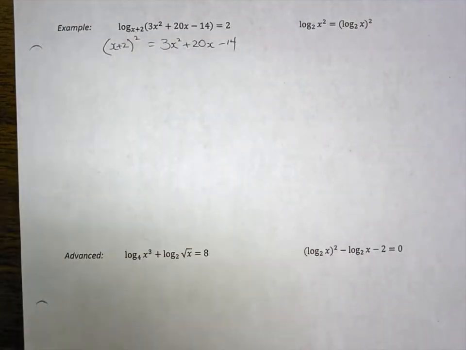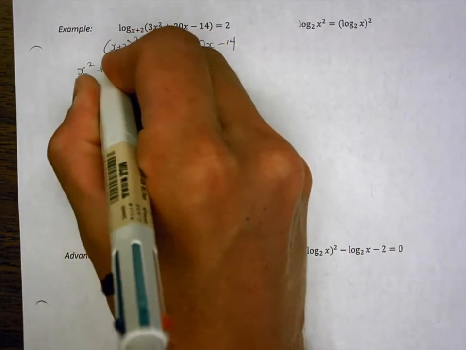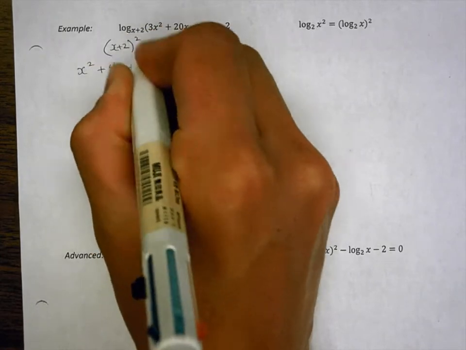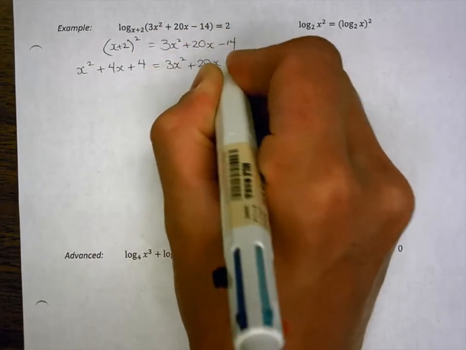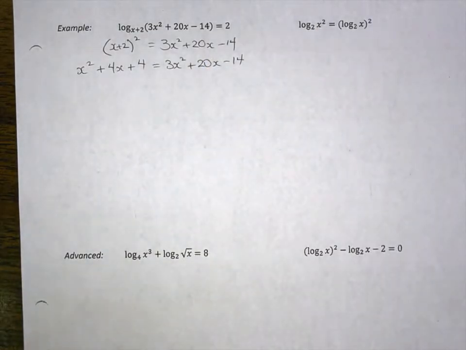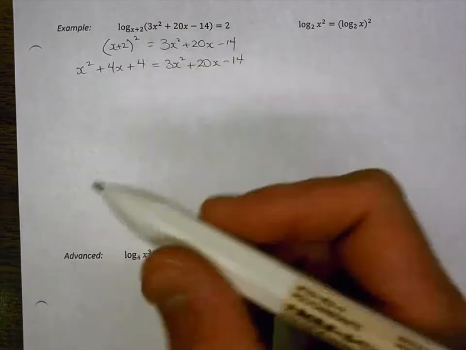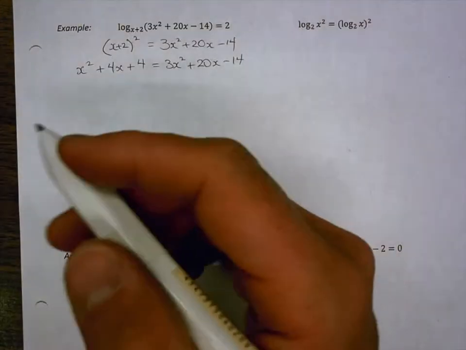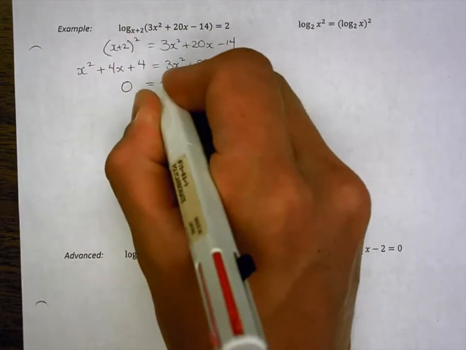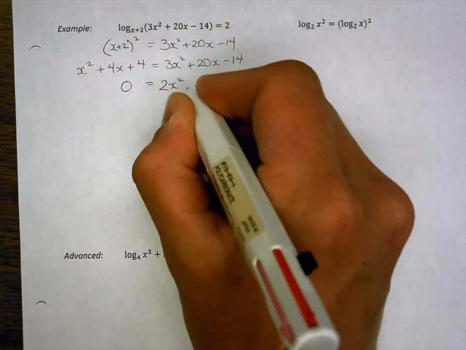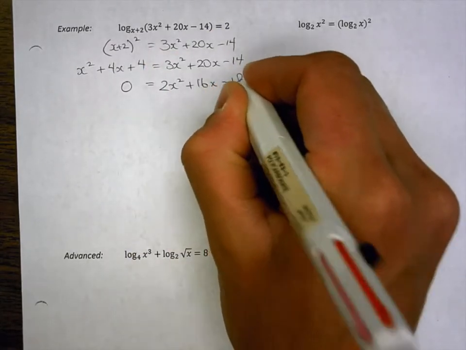I solve this by foiling. This is going to be x times x, which is x squared, plus 4x, plus 2 times 2, which is 4. If you need to show more work for that, that's okay. Now, this is a quadratic equation. How do we solve quadratic equations? We collect all the like terms, make a quadratic, and then factor it. So let me bring all of these to the other side. That's going to give me 2x squared plus 16x minus 4 equals minus 18.